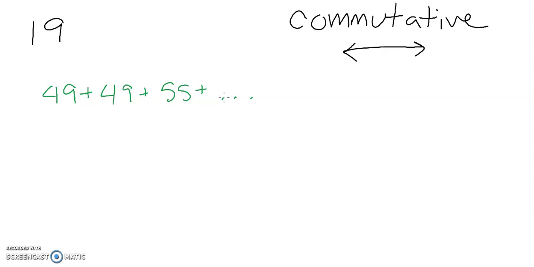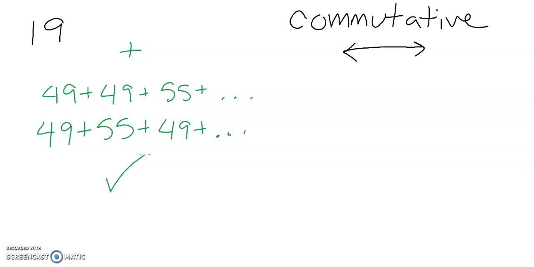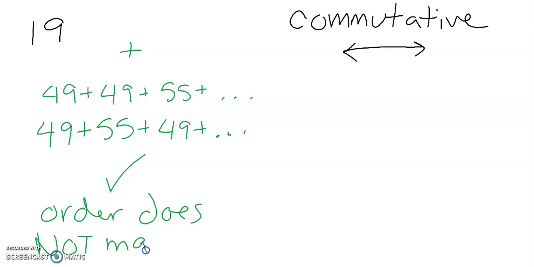With the commutative property, if addition is commutative, you should be able to mix around the numbers. So in this case, you could put 49 plus 55 plus 49 plus the other two, and you should get the same answer. In this case, yes, addition is commutative. So the order does not matter. You can do it in any order and you will still come out with the same answer.